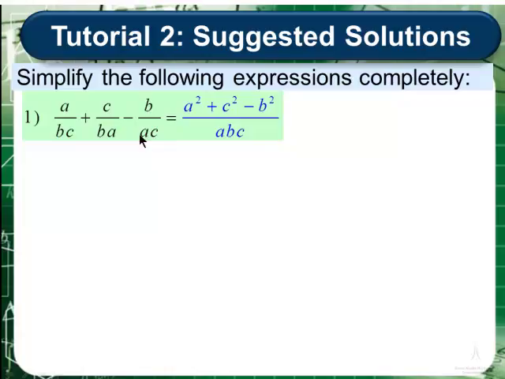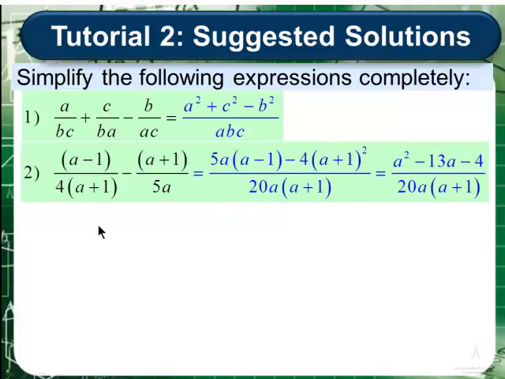If we consider and compare the denominators for each term individually with that which we have now for the consolidated fraction, hence we have to multiply above the line respectively with a, c and b. That gives us the a squared plus c squared minus b squared as the numerator of this particular algebraic fraction that we end up with. In the second instance, we had to subtract these 2 algebraic fractions from each other.